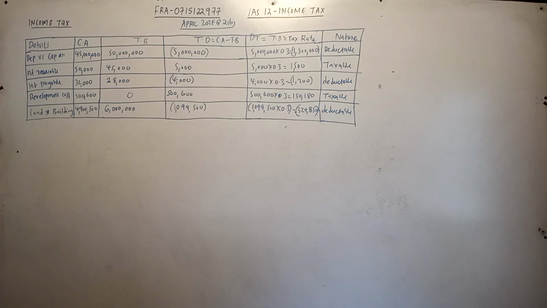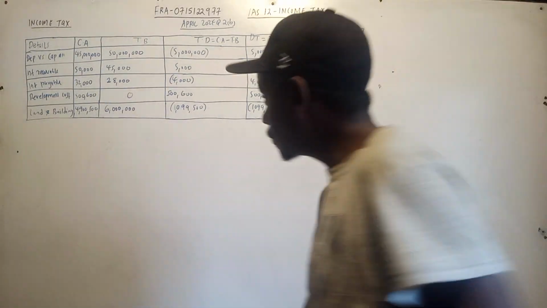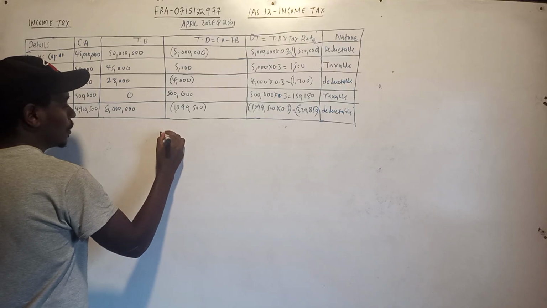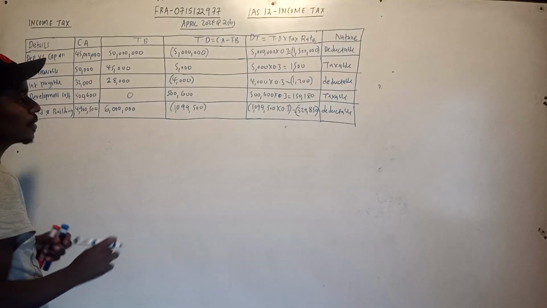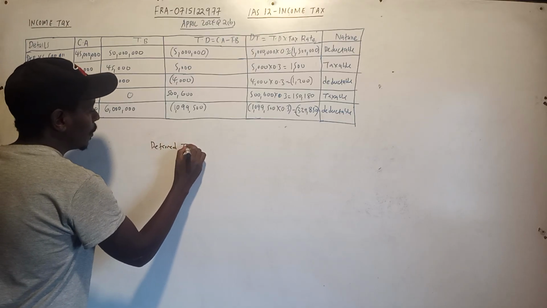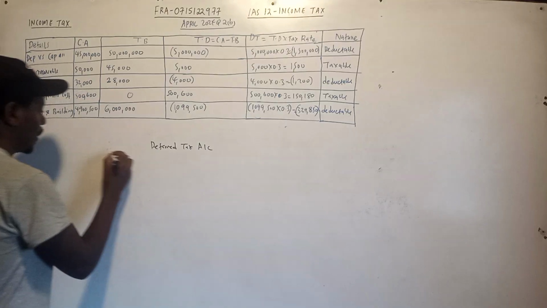What was the requirement? The requirement was for us to compute the deferred tax liability. Now in this case, let us compute the deferred tax liability. But this one is for only one period. So before we do the deferred tax, the deferred tax account actually.